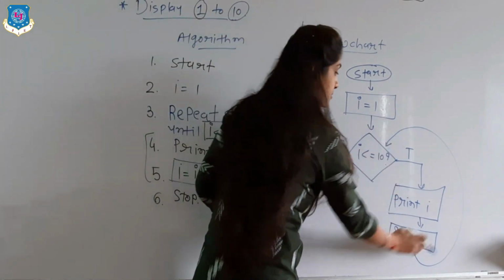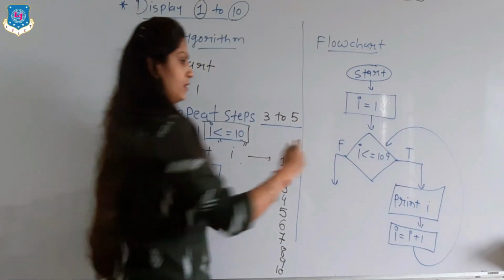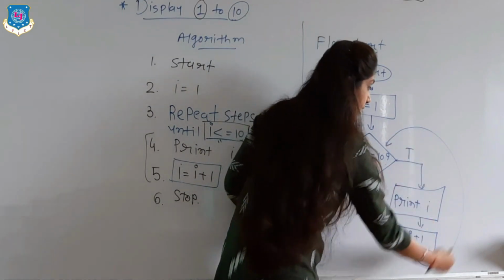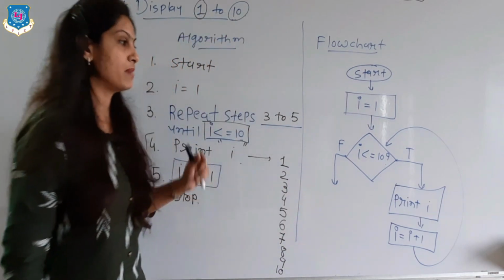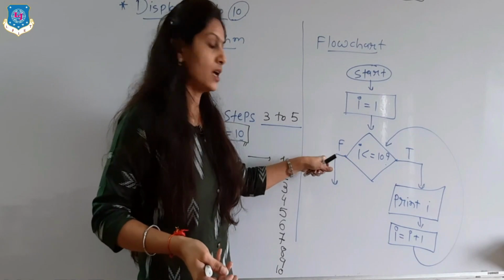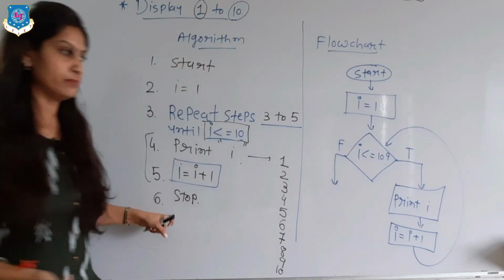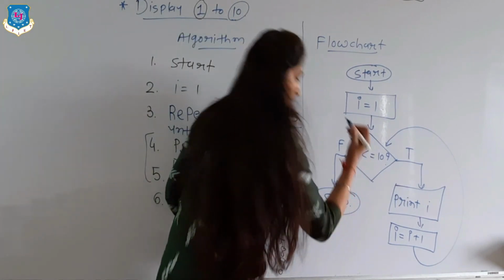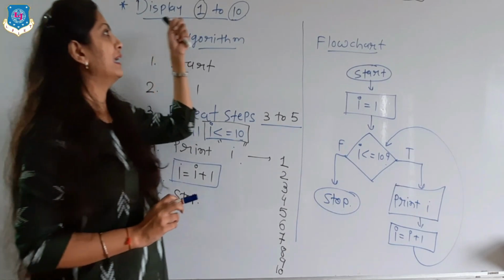Now these steps are repeated. How many times? As you see here, 10 times: 1, then 2, then 3. So here you can see our repetition, and when the condition becomes false, meaning our I becomes greater than 10, then we have to move on to the last step, that is stop. Clear? So this is the flow chart for displaying 1 to 10.